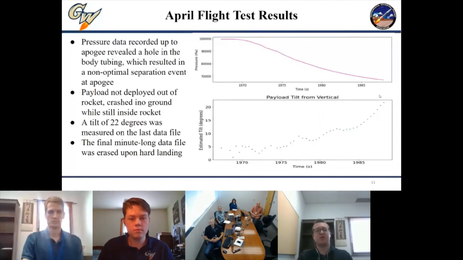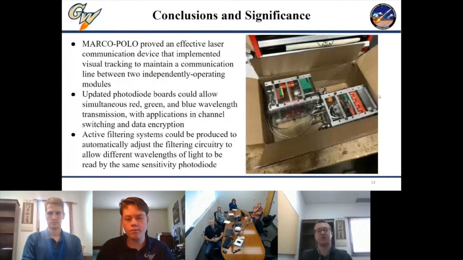And with all these experiences in mind, we believe as a team that Marco Polo proved an effective laser communication demonstration that implemented visual tracking software to maintain a reliable line of communication between two independently operating modules. Future work could expand the research of this project along multiple fronts. For example, we could produce an updated photodiode board that allows simultaneous red, green, and blue wavelength transmission and data reconstruction using multiple Schmitt trigger circuits. This in particular could have applications in channel switching and in data encryption for military purposes.